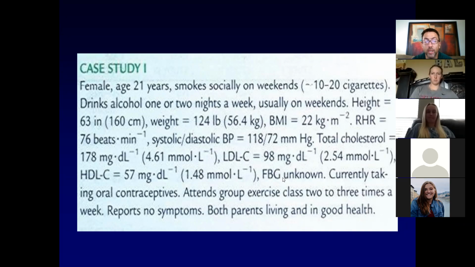We do not know her fasting blood glucose. We're going to come back to that one. Our only other risk factor is obesity by BMI. So what is her BMI? 22. So is that a problem for us? No. Is BMI a risk factor? No. Okay. So we don't know her fasting blood glucose.